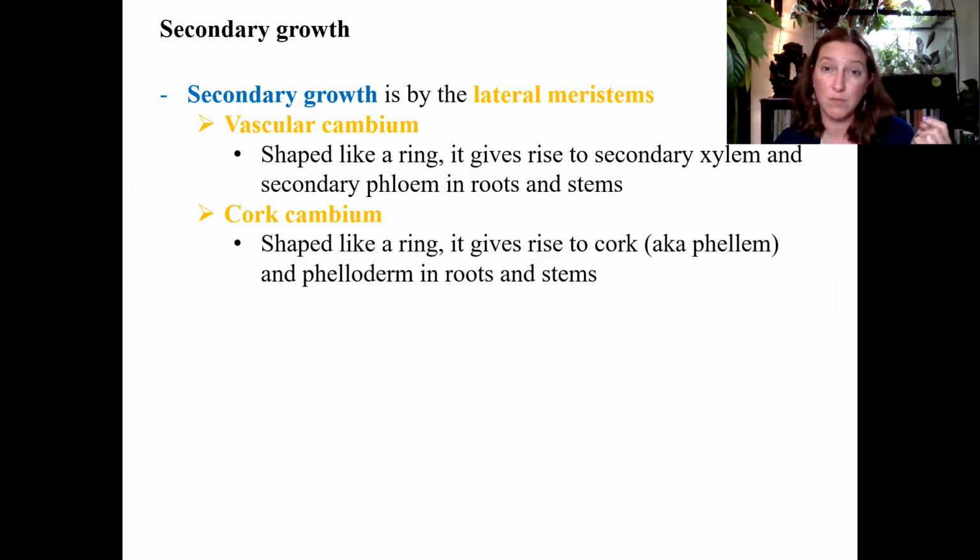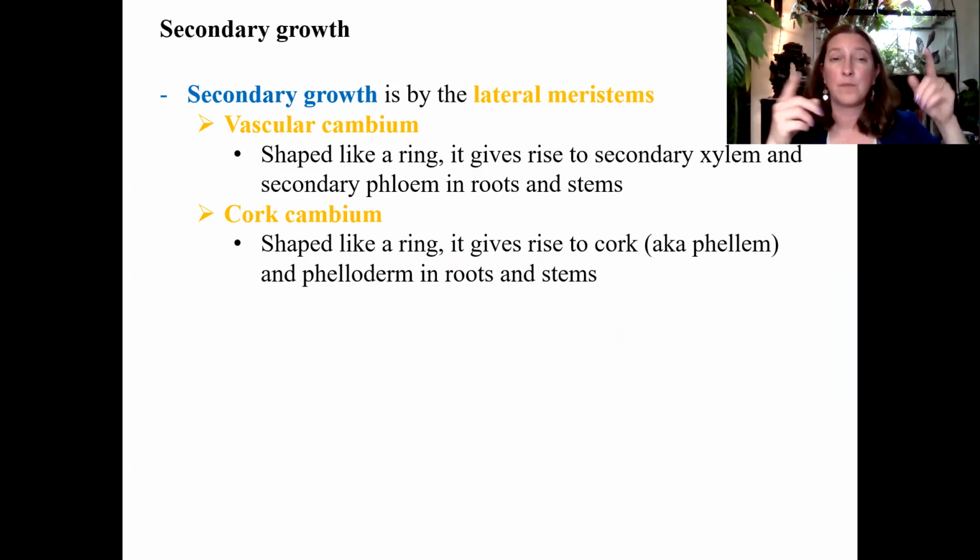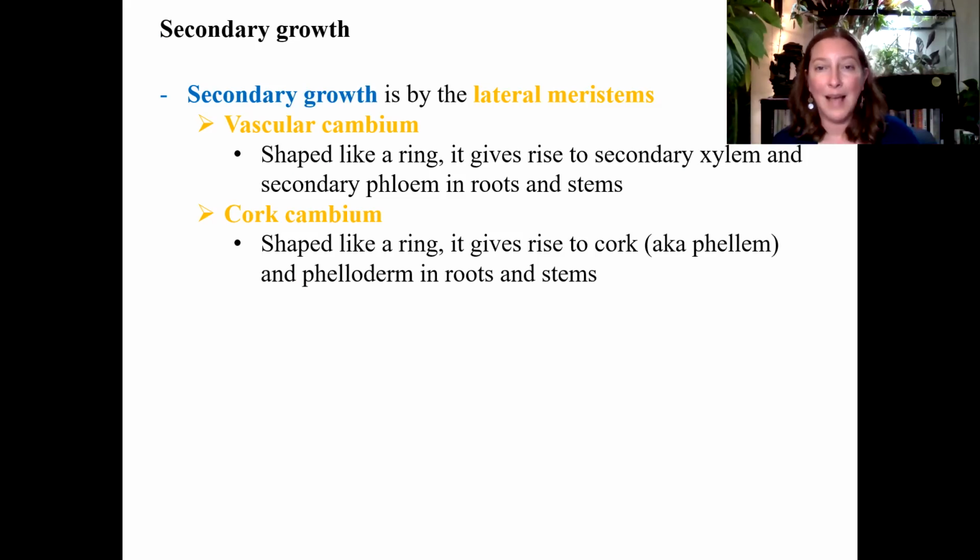For example, shrubs and trees. So secondary growth is by lateral meristems. As primary growth was from the apical meristem, secondary growth is by lateral meristems. Because remember, the purpose of secondary growth is to get wider. And there are 2 lateral meristems: the vascular cambium and the cork cambium. Both of them are shaped like a ring.